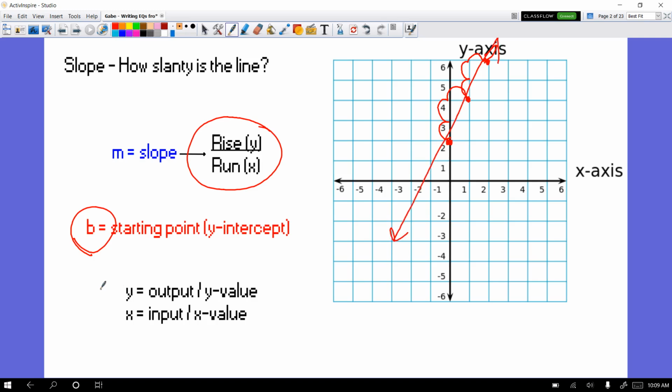Also, y can be referred to as your output value, which means that whenever you substitute an x value into an equation, your input, and you solve it, you're going to end up with y equals a number. That's why it's an output. Whenever you put an x value in, you end up with a y.